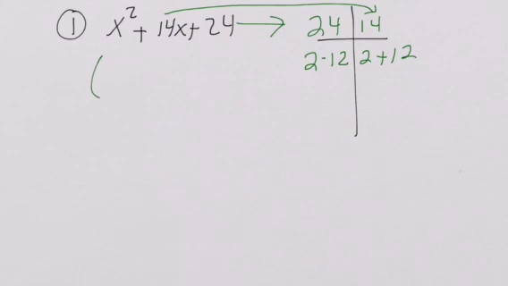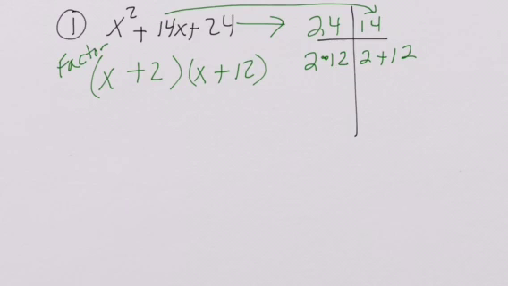So we're going to set up our parentheses. The only way that we can get an x squared is to multiply x times x. So we know that our x is the first part of each parentheses. Then we take each of our factors and put them into a parentheses. The 2 is positive, so it's going to be plus 2, and the 12 is positive, so it's going to be plus 12. If we are asked to factor, we stop here.